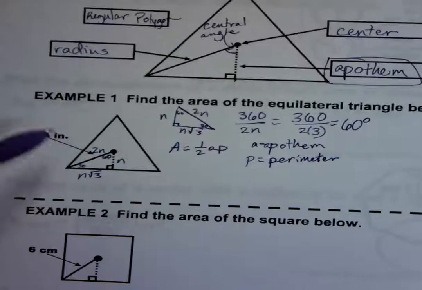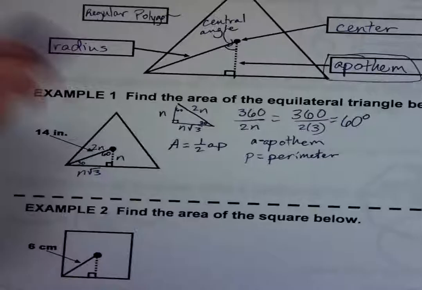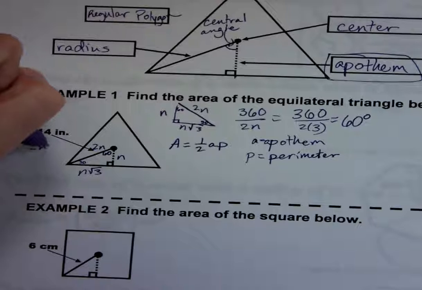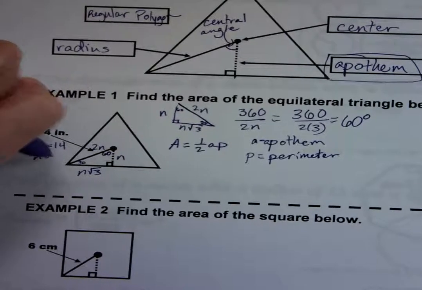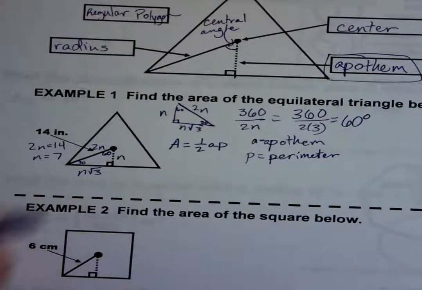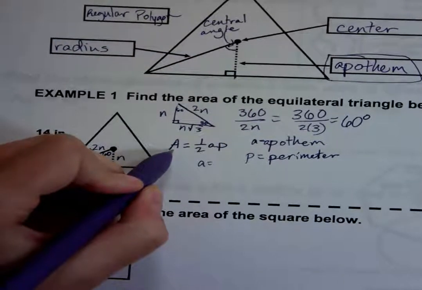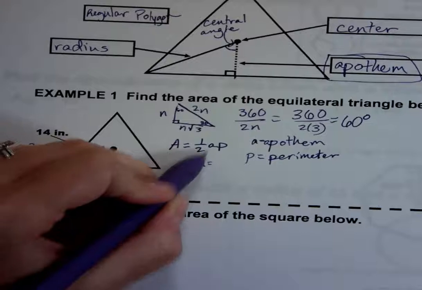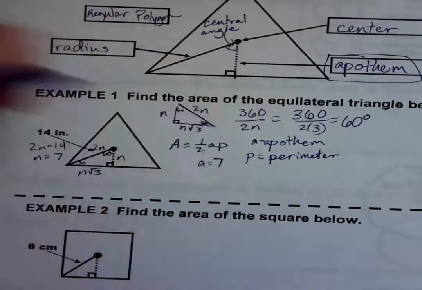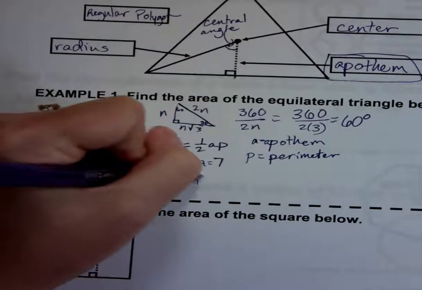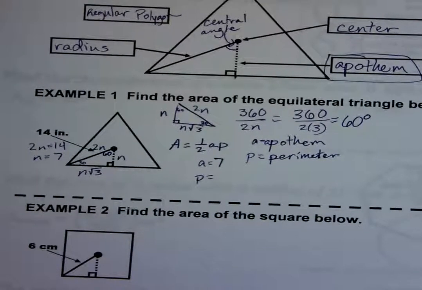We have 2n equals 14. So n is going to be 7. So if n is 7, we know that our apothem, and notice the difference, area is an uppercase A, the apothem is a lowercase a, so that's how you keep those separate. The apothem is 7. Now we've got to figure out our perimeter.